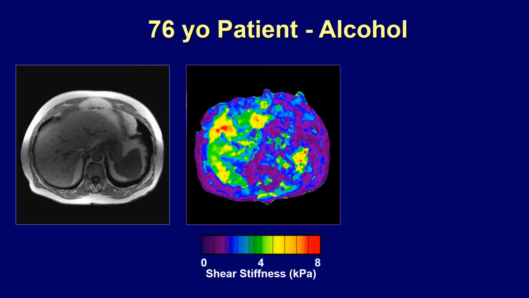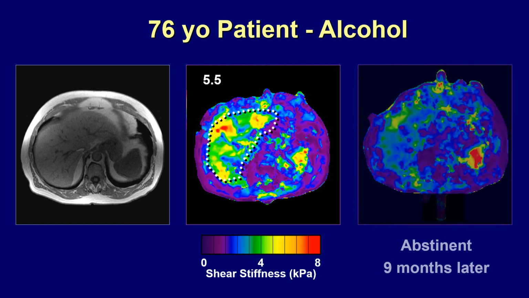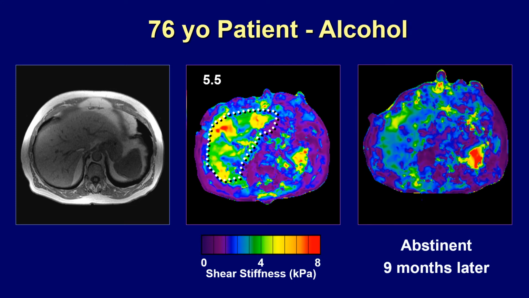This 76-year-old patient had a long history of alcohol abuse. At the time of the baseline exam, the liver was very stiff at 5.5 kilopascals, consistent with cirrhosis. This patient stopped drinking and 9 months later had this follow-up exam, which showed liver stiffness had decreased dramatically to 3.4 kilopascals, consistent with a decrease from stage 4 to stage 2 fibrosis, an excellent response to management.